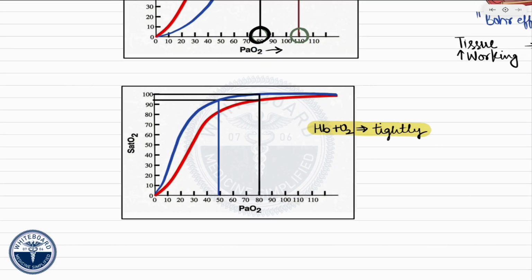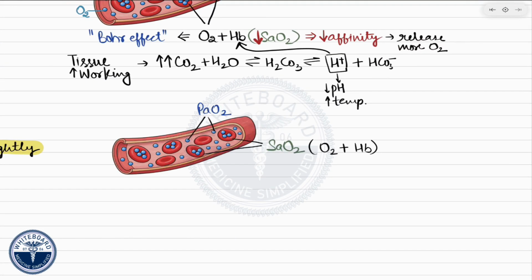Now let's look at the opposite situation. What happens when carbon dioxide decreases, the pH increases, or the temperature decreases? In this situation, hemoglobin's affinity for oxygen increases. In other words, hemoglobin becomes more willing to hold on to oxygen and less willing to release it to the tissues. So, hemoglobin binds more oxygen and holds onto it more tightly. As hemoglobin takes up more oxygen, oxygen is removed from the freely dissolved pool in the plasma.